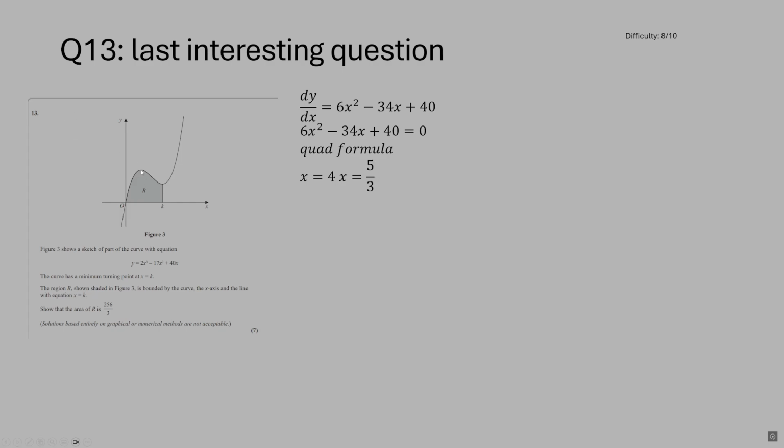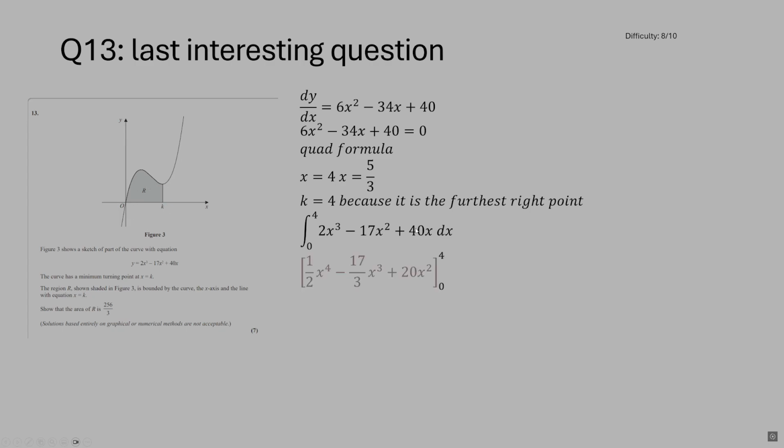You can tell here these are the two stationary points. We want the one that's furthest to the right, because that's the one we're looking at. So we know that it's going to be x equals 4, because it's bigger than 5/3. Then we're going to go for an integral, because we're finding the area under a curve, of course we are. And we're just going to integrate it, and we're going to substitute 4 in, and then that is our answer.